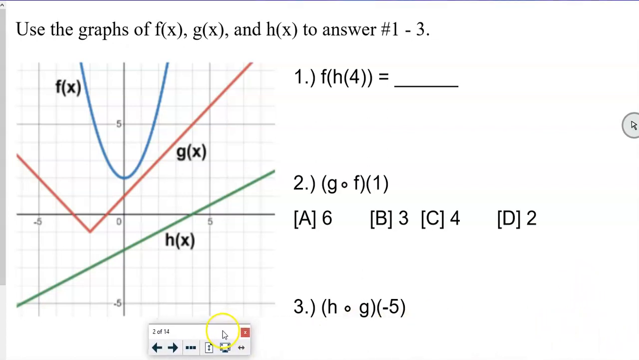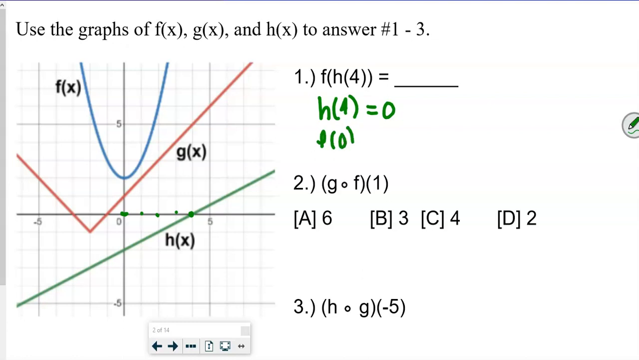Okay, so what we're going to do is this first one says h of 4. So our h graph is green, so I'm going to go ahead and say h of 4 like this. We're going to go out here 1, 2, 3, 4, and notice we intersect the h graph, right? And what is our y value when we intersect it? It's 0. So h of 4 is equal to 0, and that's probably the hardest one for most of y'all to get, okay?